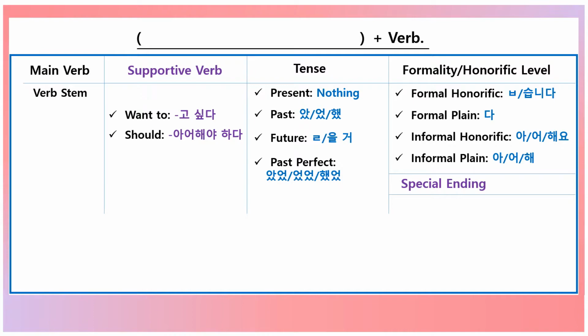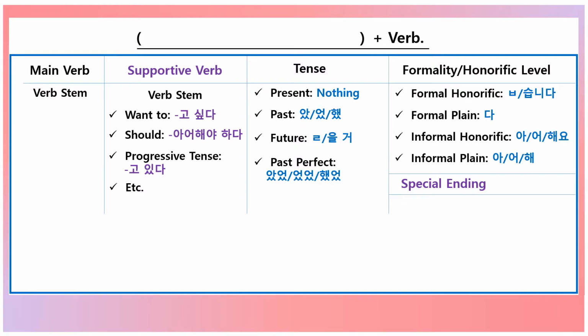And the progressive tense 고 있다 is here in the supportive verb place, not in the tense, because it can collaborate with other tenses like present progressive, past progressive, and future progressive. And there are a lot more supportive verbs you can use in this place. And here, if the supportive verb is used, it becomes another verb stem to be conjugated with the following tenses.